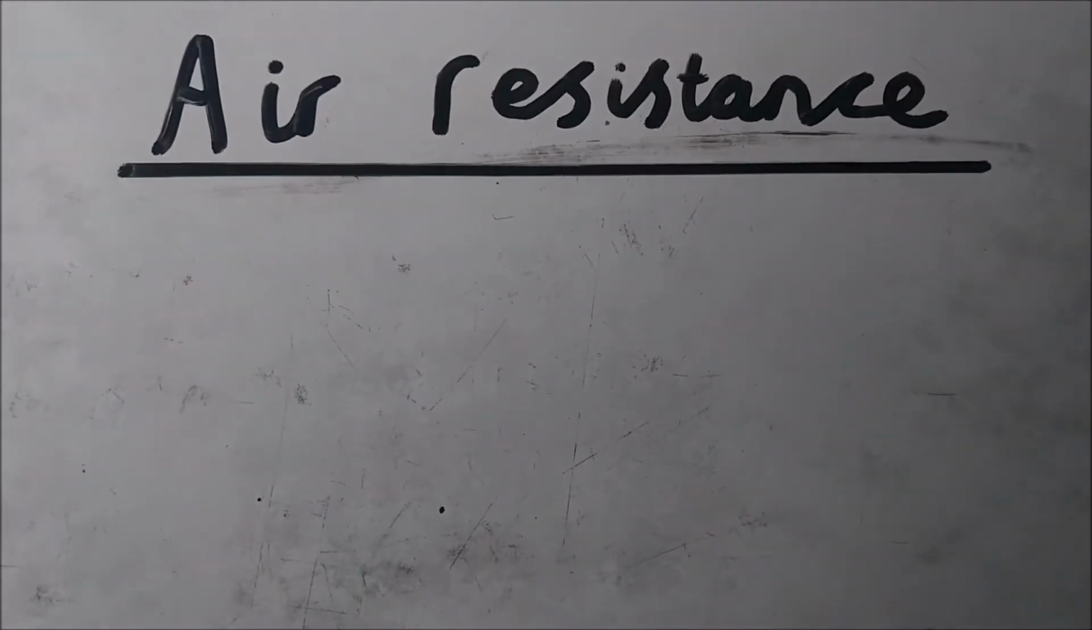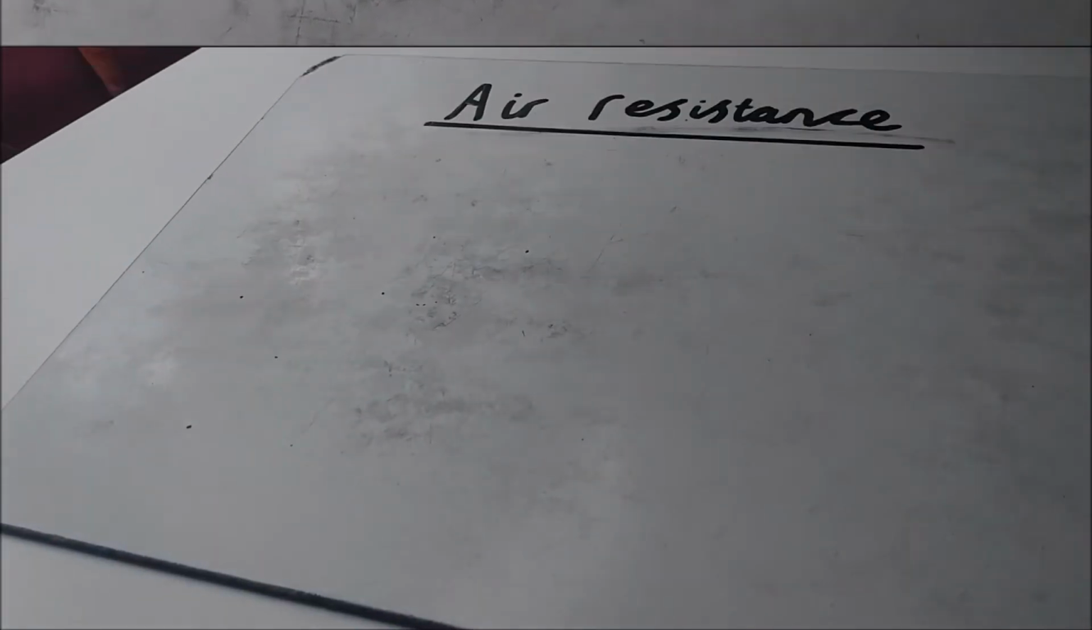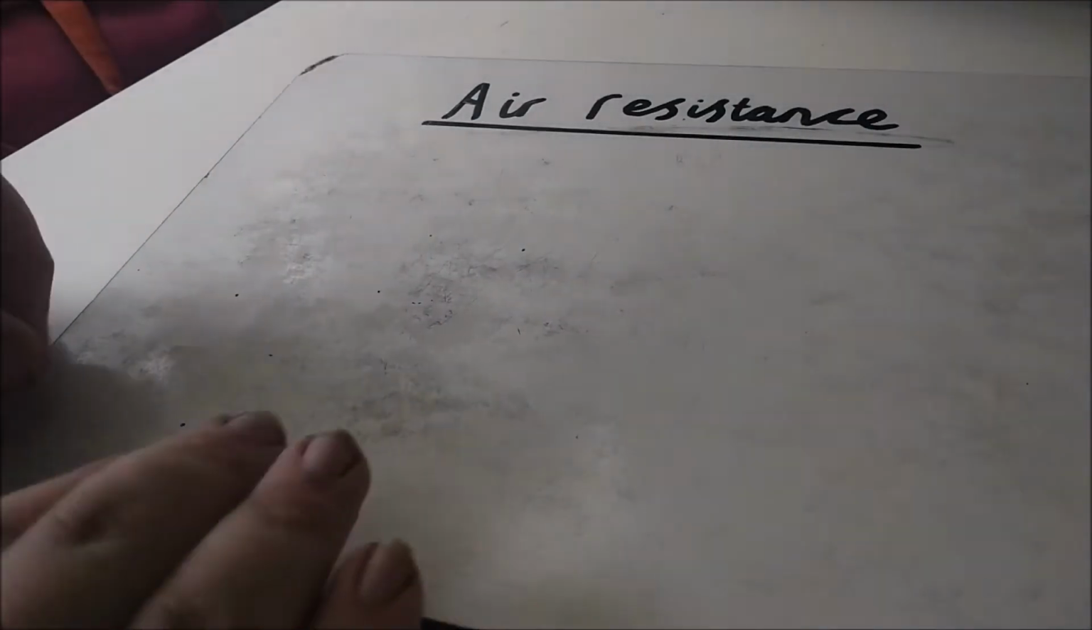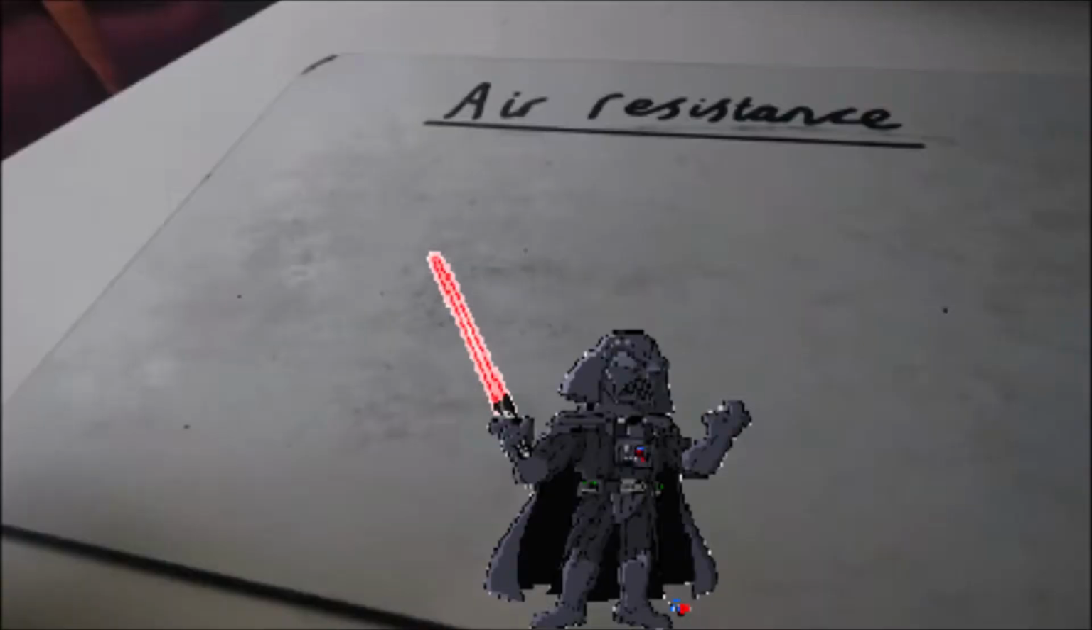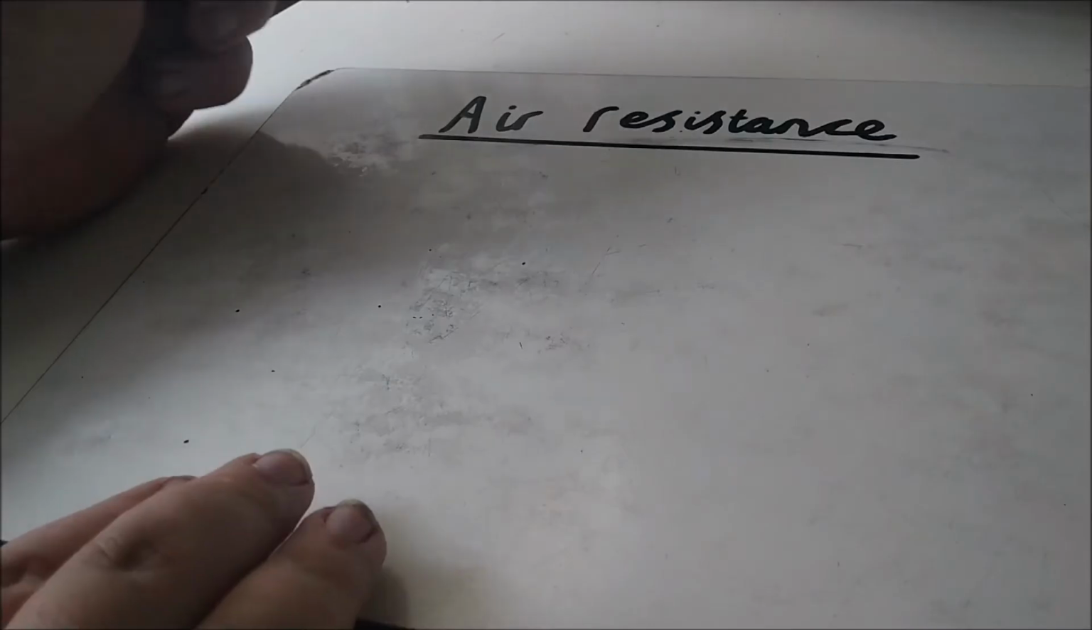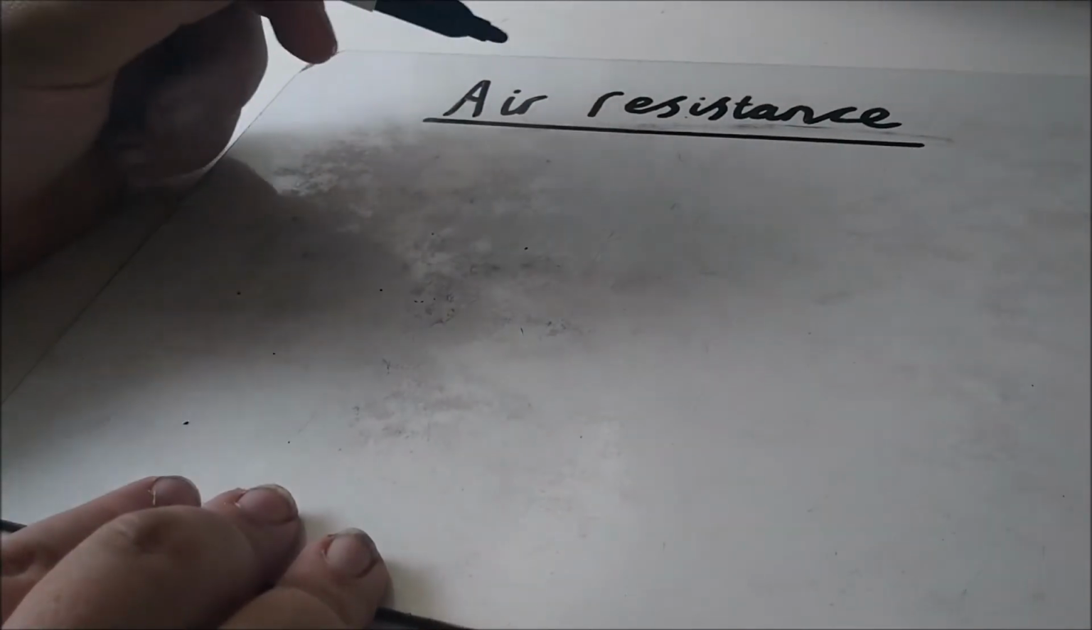In this session we're going to explore air resistance. Air resistance is an example of a force which slows an object down. The most common example is a parachute.